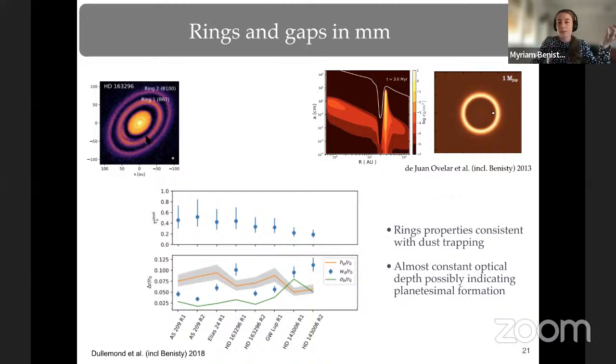The other one, the evidence is not clear, but it also could be that we are missing angular resolution, and at higher resolution, this ring could be made of multiple rings. The fact that the optical depths that we find for all of these rings, and these are different objects, different disks, is constant, could be due to the fact that we are already forming big planetesimals that are not showing up in the millimeter region because they are too big.